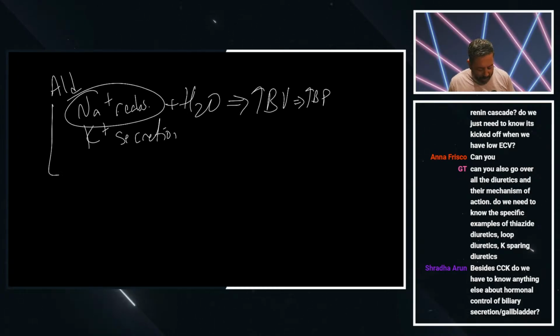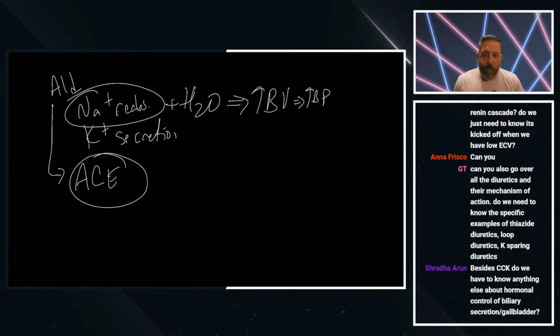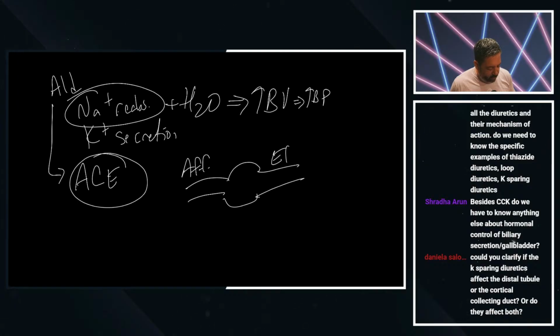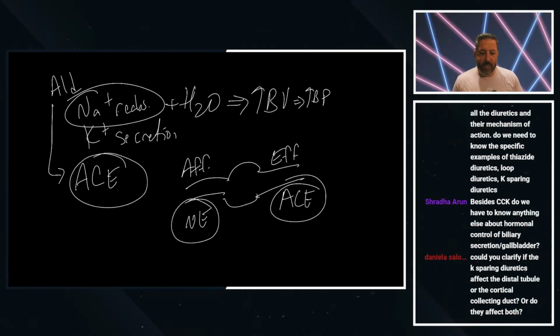Now, I will preface that by saying angiotensin converting enzyme is very important in the renal system. Make sure you know what type of arteriole the ACE has its effects on. So we have your afferent, efferent arteriole. This is norepinephrine, and this is the ACE on that side. So make sure you understand that one.